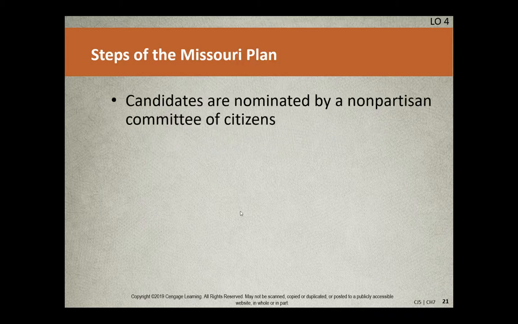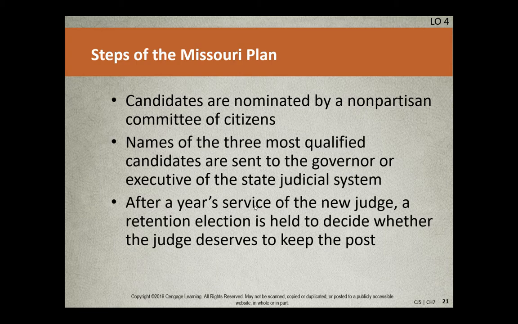So candidates are nominated, and they are nominated by a nonpartisan committee of citizens. And the names of the 3 most qualified candidates are sent then to the governor or the executive of the state judicial system, and then that person decides or chooses who's going to be judge. And a year after the new judge is installed, a retention election is held, and that's where the voters decide whether they're going to keep that judge or not.